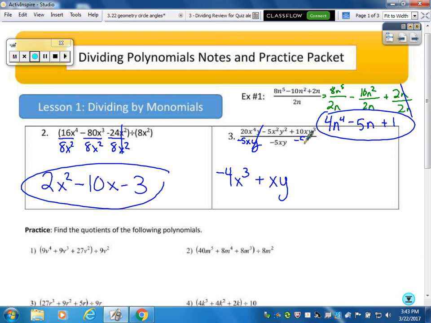Last one, we need to divide this 10xy cubed by that negative 5xy. So 10 divided by negative 5 is negative 2. X is canceled, and 3 y's cancel one out. That is y squared.